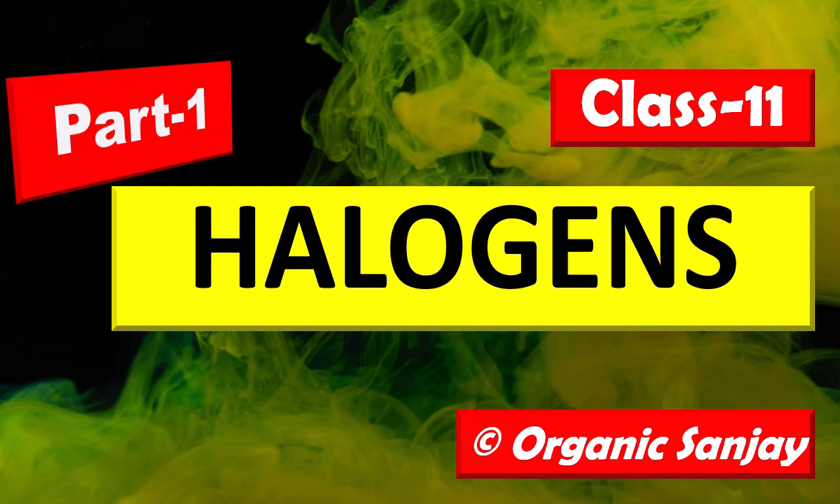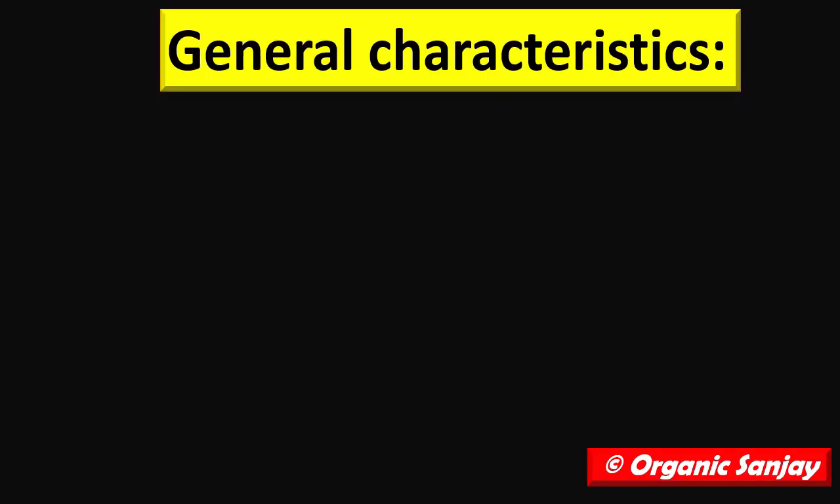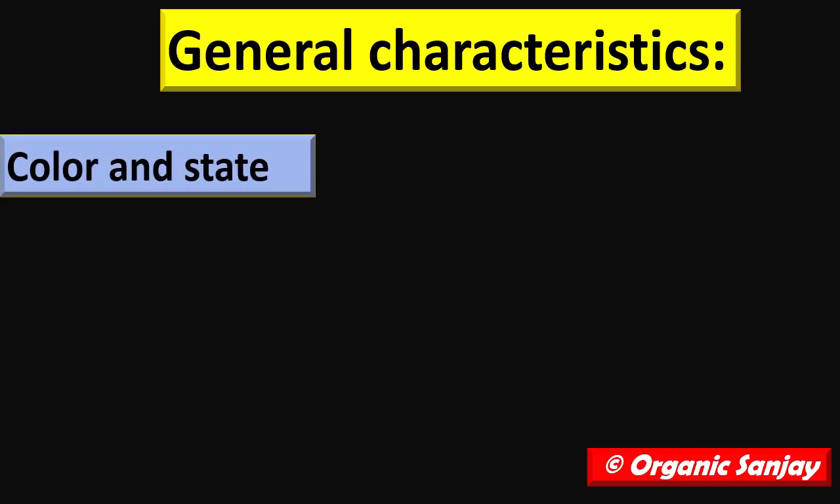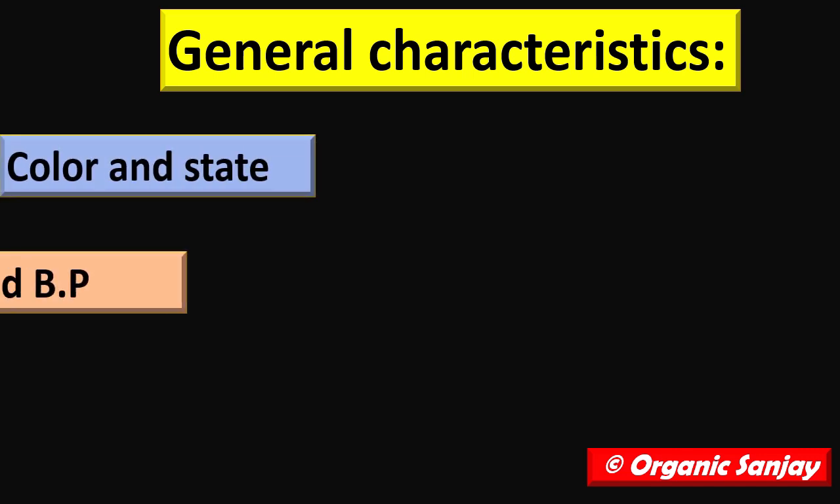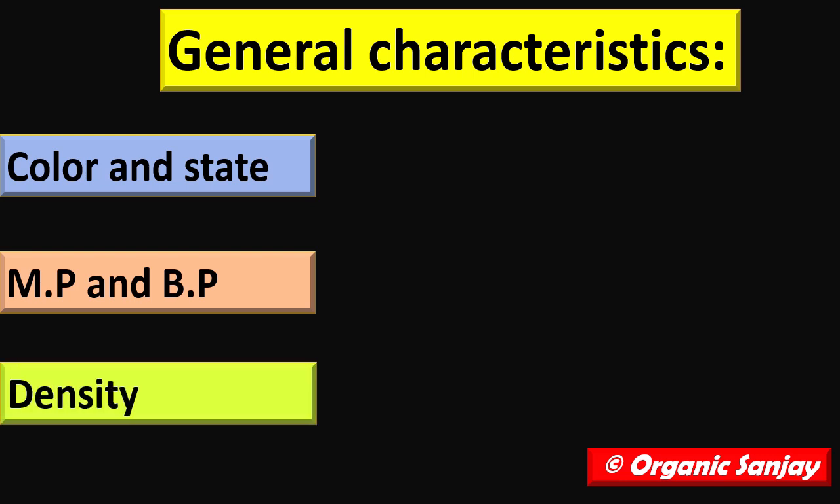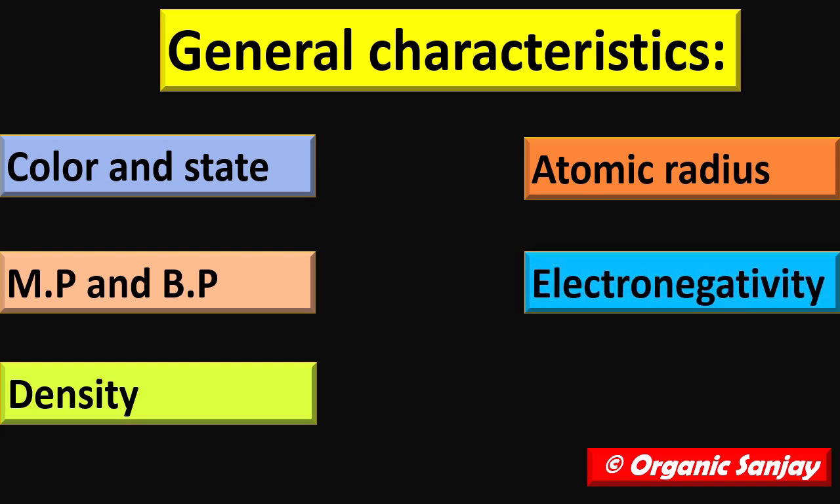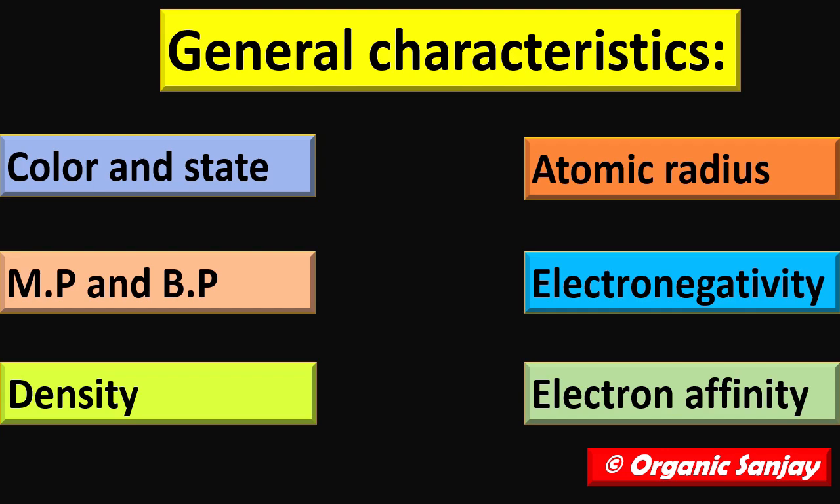Hello students, this is part 1 video of halogens, and in this video you are going to learn about general characteristics of halogens. It means here you are going to learn about the color and state of halogen, melting point and boiling point, density, about the density of the halogens. Especially I am going to explain about the order, which you will require in your exam. Atomic radius, the order of atomic radius, electronegativity, and electron affinity order.